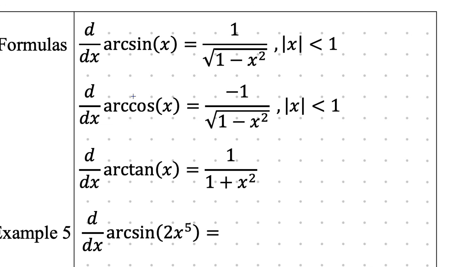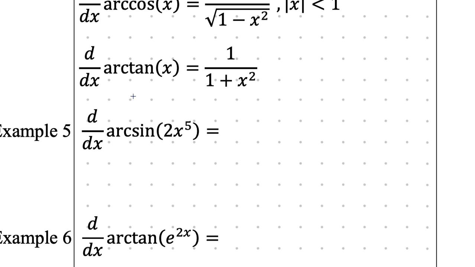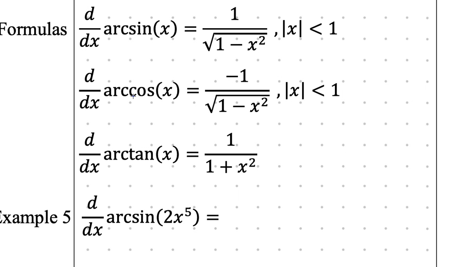Proving where these come from takes maybe 5 to 10 minutes. I didn't think it was valuable, so I'm not going to go over it. Let me show you how to use them, though. So let's assume I've memorized it. Let's apply arc sine. I'm going to rewrite this formula, but in the place of x, I'm going to write whatever that is. And then don't forget the derivative of the inside.